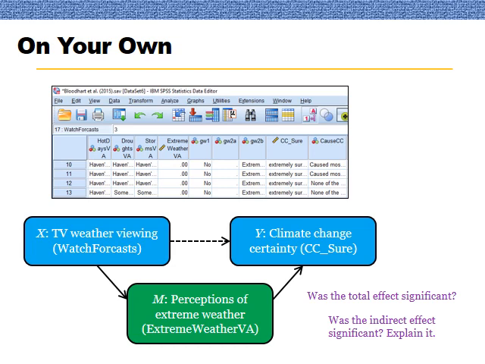So again, you can model your write-up after the one from the previous example. You don't have to worry about talking about full versus partial mediation here, but I do want you to have one sentence about the total effect, one sentence about the indirect effect, and a diagram that includes all of the coefficients and shows their significance level.